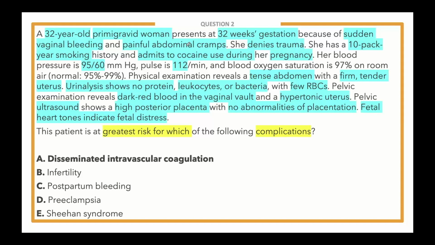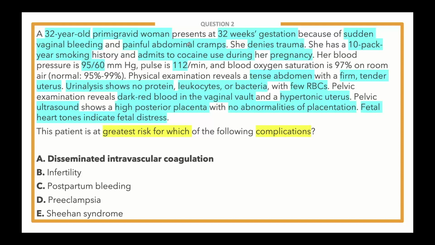So what is placental abruption? It's the partial or complete separation of the placenta from the uterine wall prematurely. So it's separated prematurely, okay? Risk factors include smoking and cocaine, like this patient. Other things could be hypertension, trauma, and preeclampsia, which we don't think this patient has.